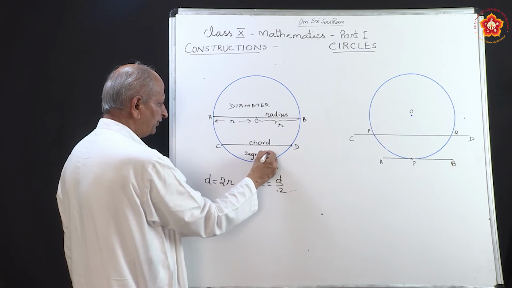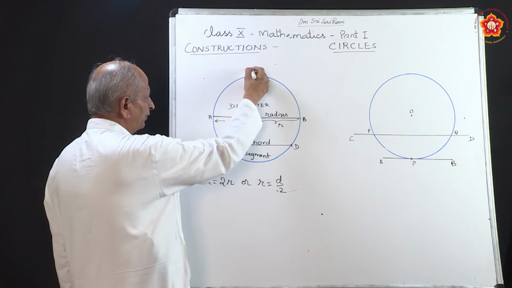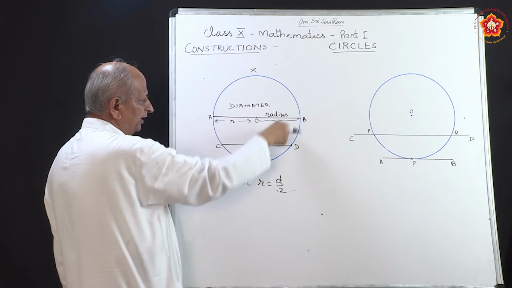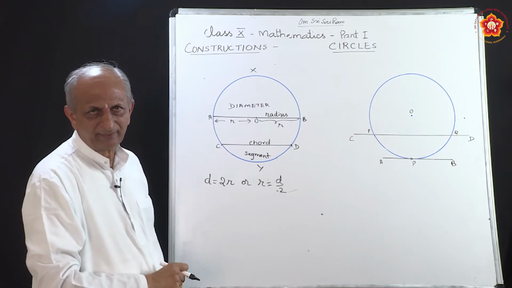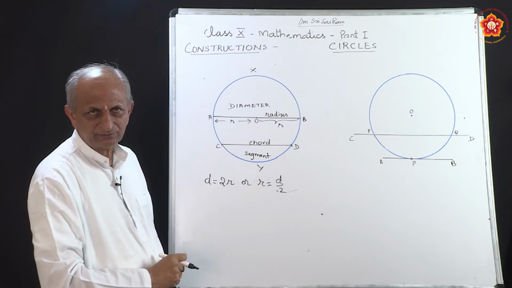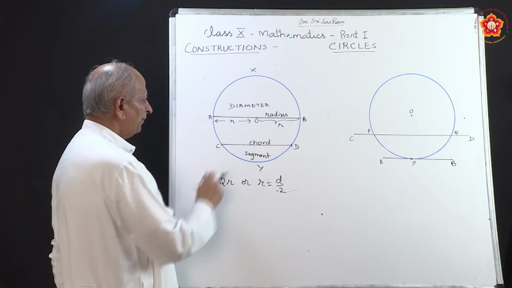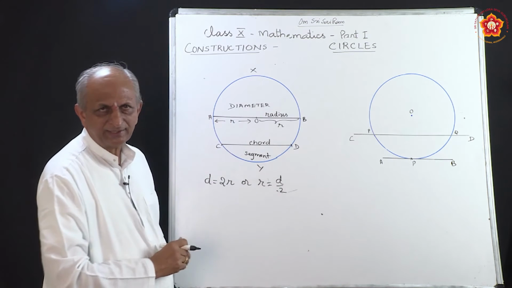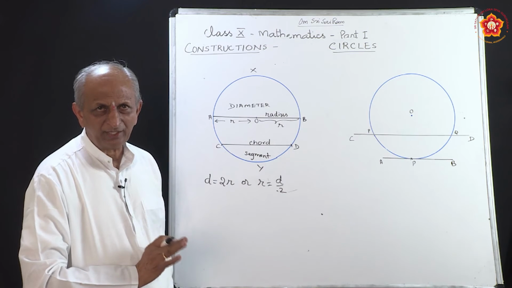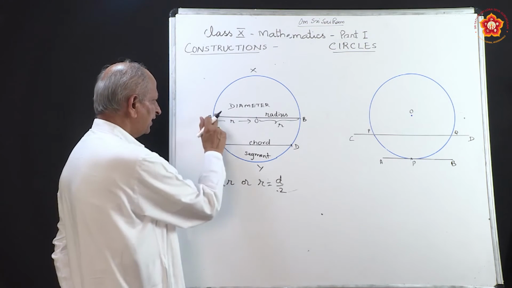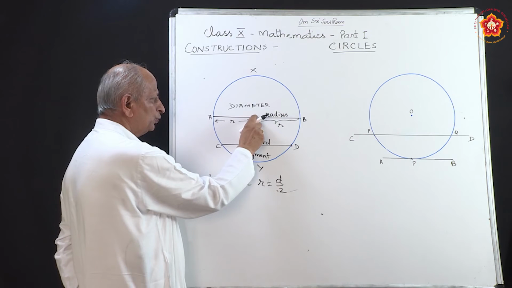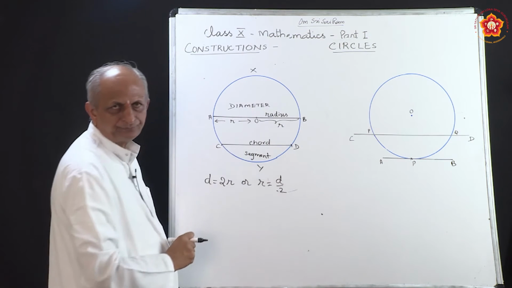Here in the figure you can see two segments. Suppose you call this as x and this as y. CXD is one segment called major segment, CYD is called minor segment. So, how many chords can you draw in a circle? Any number of chords. Which is the longest chord in a given circle? Diameter. Why? Because it passes through the center O.